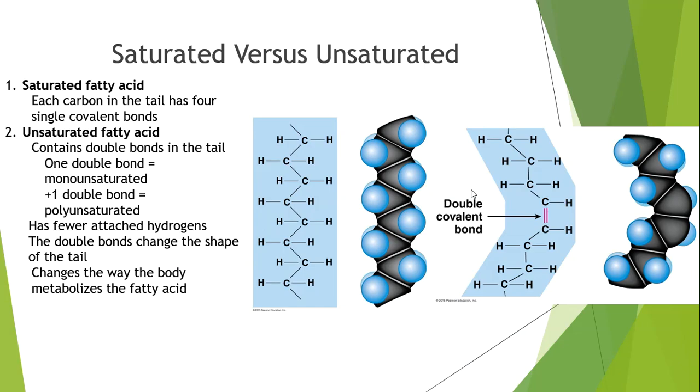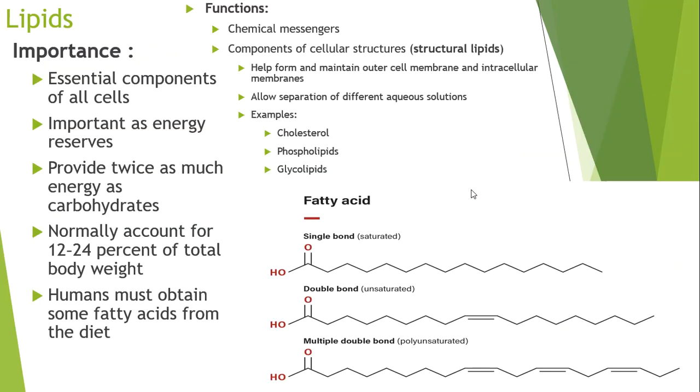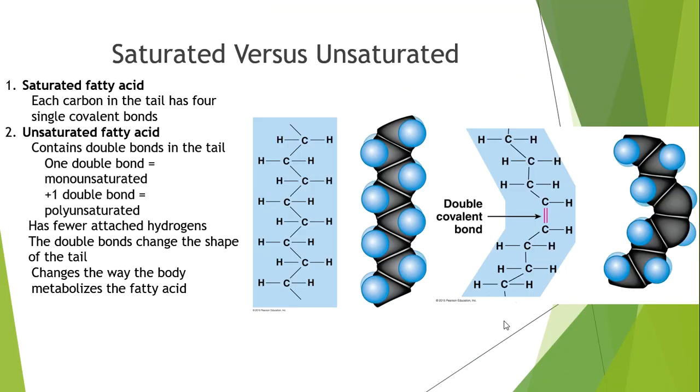But basically what you need to look for when you're talking about saturated versus unsaturated, if we go back to this diagram here, is the inclusion of the double bond. When you start to see a double bond and kinks in the tail, as it's called, you start to get into your unsaturated fatty acids. What happens is that the double bond changes the shape of the tail, which changes the way the body metabolizes the fatty acid, or how that fatty acid interacts with different molecules in the body.